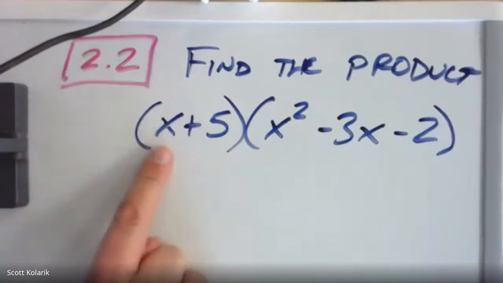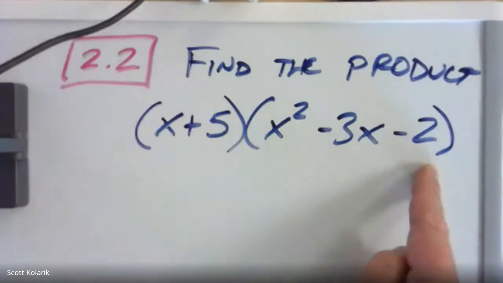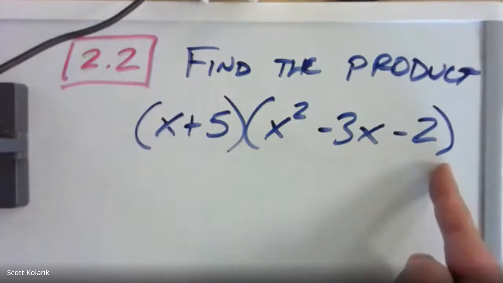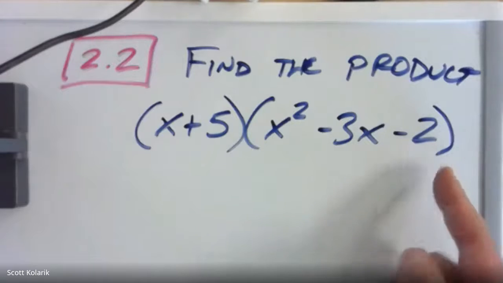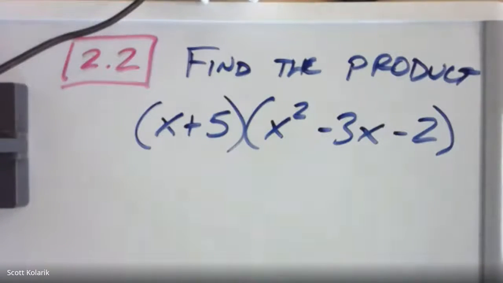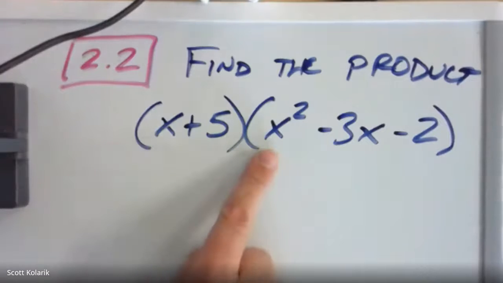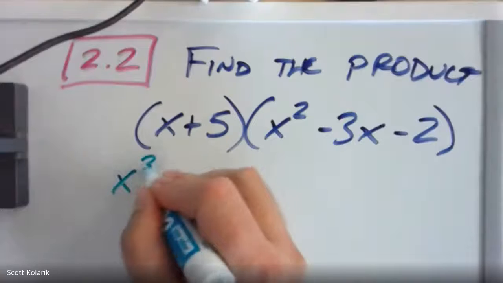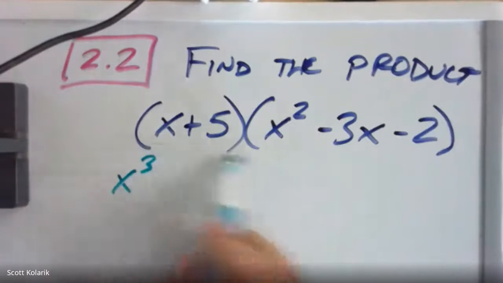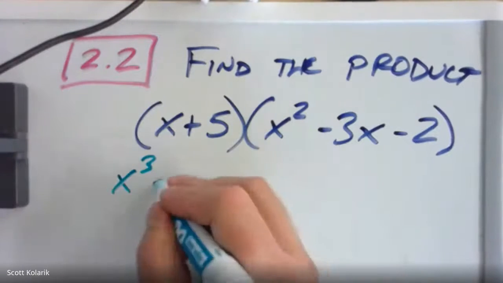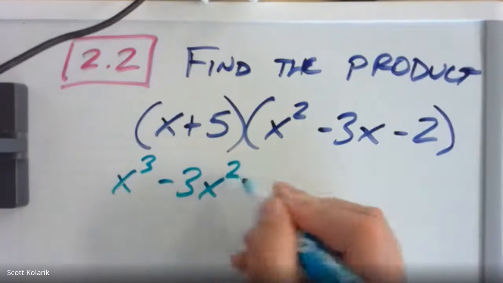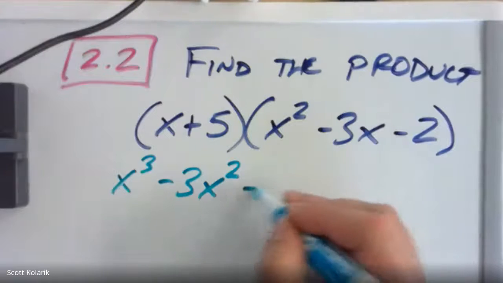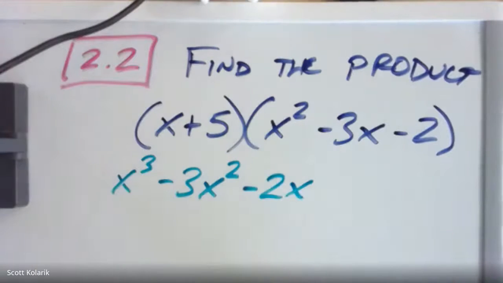So this first object, this x, is going to be multiplied throughout this parentheses. And then once I'm done with the x, I'm going to take the +5 and also multiply it through the trinomial. And then I'll have some result. I'll collect any like terms. So let's go through that now. X times x squared gives me x cubed. X times the -3x gives me -3x squared. And lastly, the x times -2 gives me -2x.